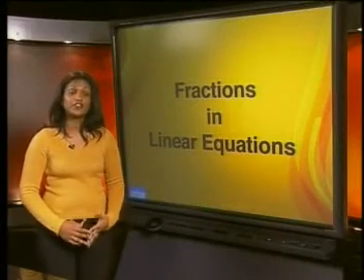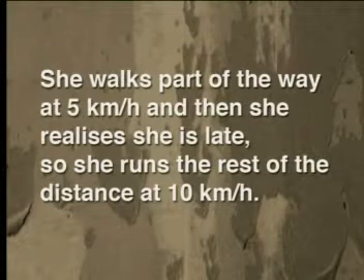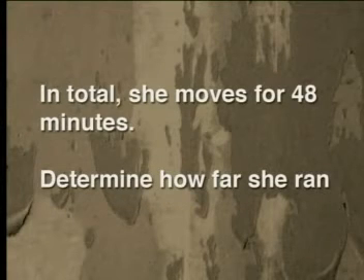Let's start by looking at the following example. Maria needs to reach the train station on time to catch a train to work. The station is 6 kilometers away from her home. She walks part of the way at 5 kilometers per hour and then she realizes she is late. So she runs the rest of the distance at 10 kilometers per hour. In total, she moves for 48 minutes. Determine how far she ran.